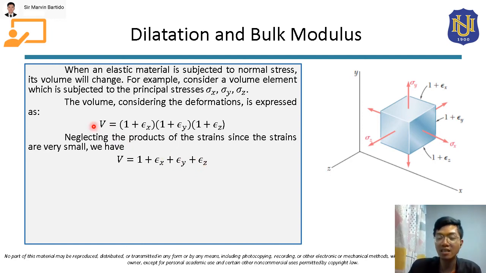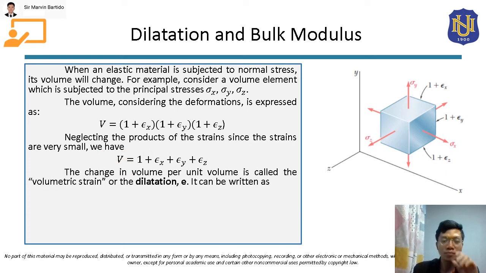You can actually try computing that in your calculator. You assume values for epsilon x, epsilon y, and epsilon z, very small values of strain in the x, y, and z directions, and you will find out that the full product is almost equivalent to 1 plus epsilon x plus epsilon y plus epsilon z. The result will just be approximately equal to this.